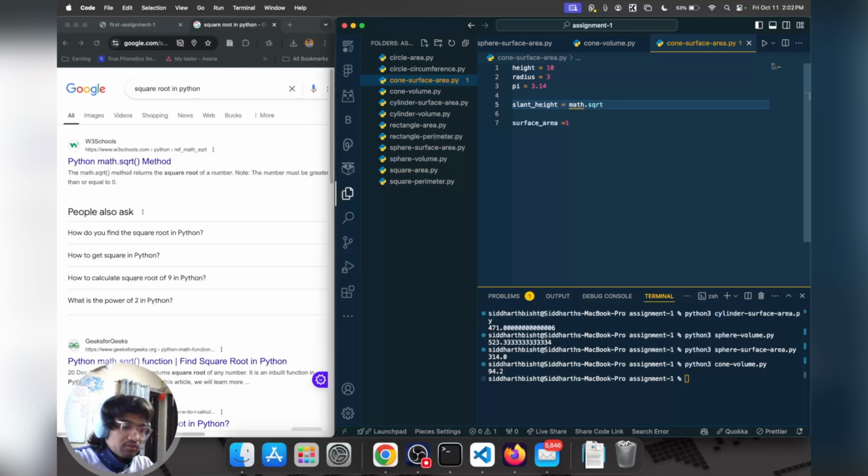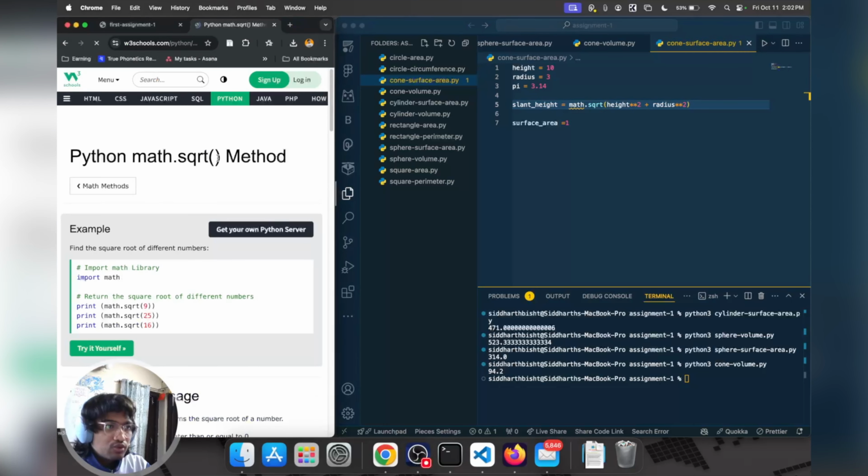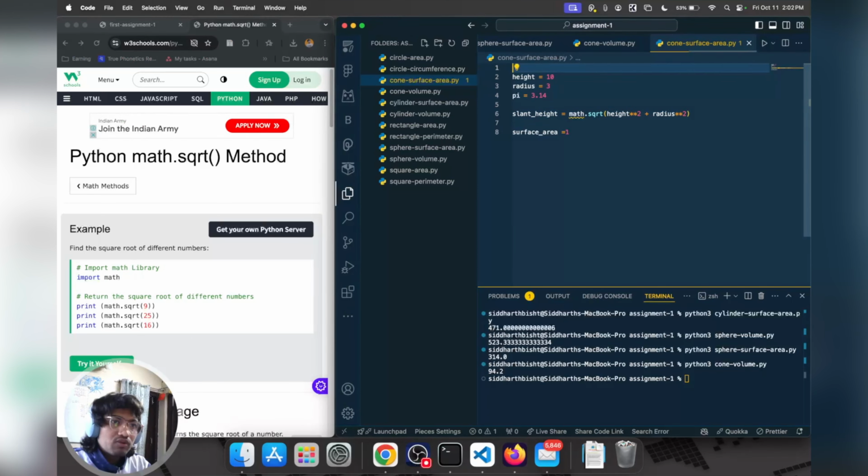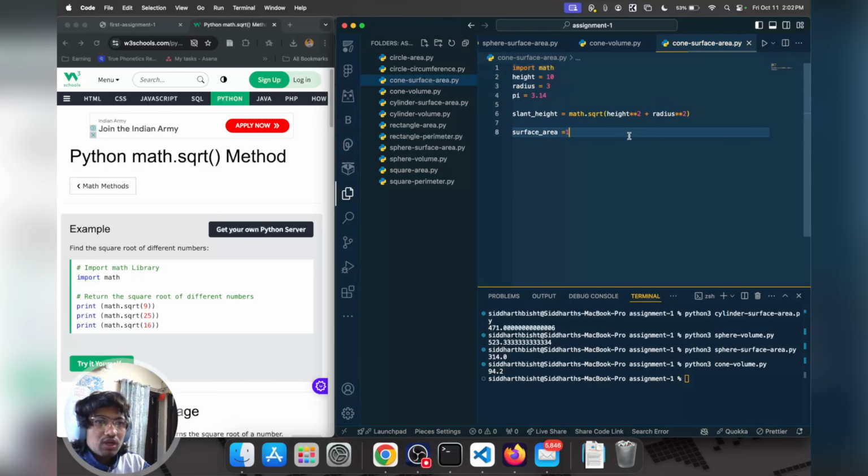Okay, I was trying the same, math.sqrt, math square root, and what we have, the height square, height multiply 2 plus the radius square, radius multiply 2, and I think we do have to import this math. Yeah, so don't worry about this, like what I am doing in the top, this import thing, we will just cover this in the future video. So import math, and I am using this now.